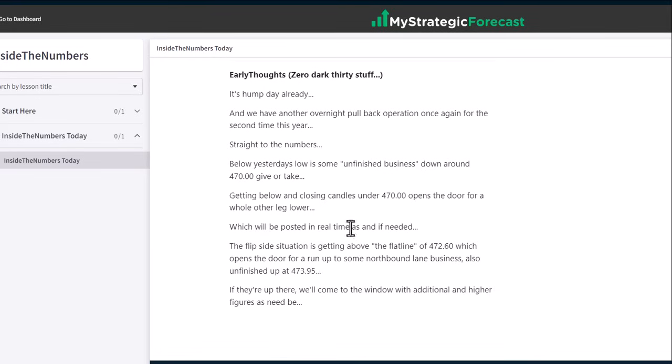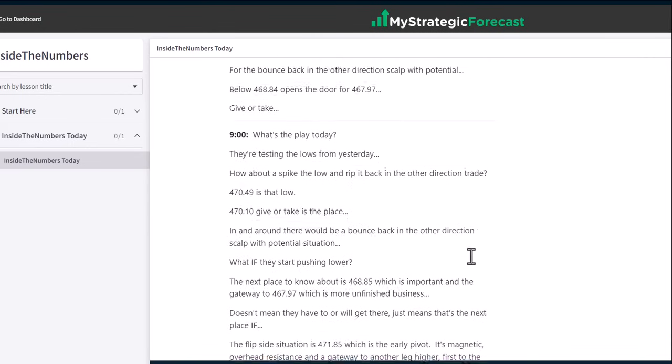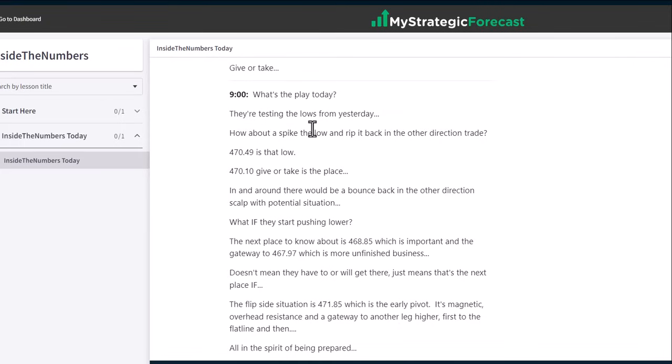This is the first blush, the 0 dark 30 look at the market. Let's scroll up a little bit and see what we have as the day begins to get underway. What's the play today? They're testing the lows from yesterday. Fair enough. How about a spike the low and rip it back up in the other direction trade? 470.49 is that low. 470.10, give or take, is the place.